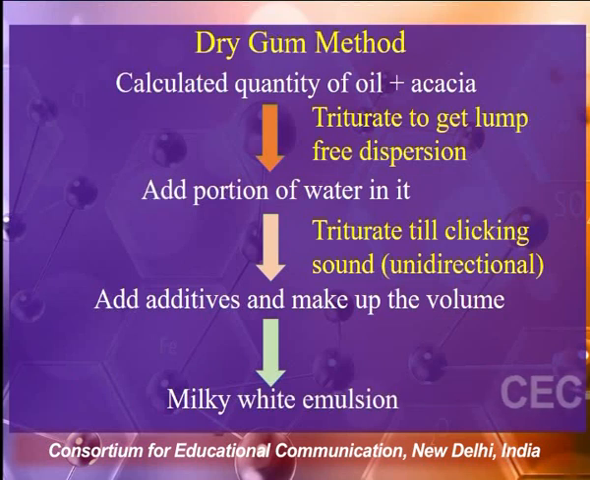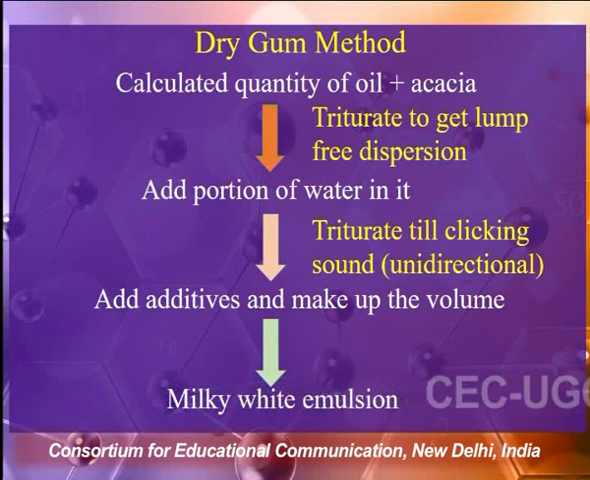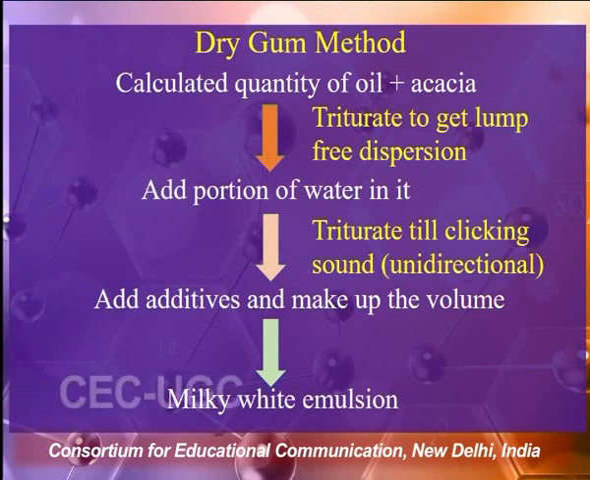So, the first stage is to take a mortar and pestle which has to be thoroughly clean and dry. The weighed quantity of oil and acacia is transferred and it should be triturated in order to get a lump free dispersion. Care should be taken that the trituration should be unidirectional, either clockwise or anti-clockwise. The reason behind this is to bring about uniform distribution of oil and uniform coating of the gum on each globule of the oil.